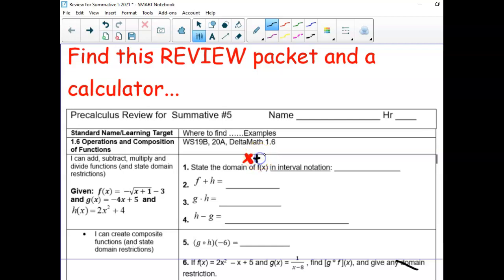Whenever we have a radical, what's underneath the radical has to be greater than or equal to 0. It can't be negative. So if we just subtract 1, we get that x has to be greater than or equal to negative 1. So in interval notation, what would that look like? How do you say negative 1 and up?